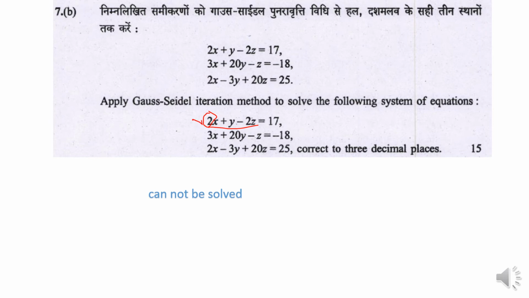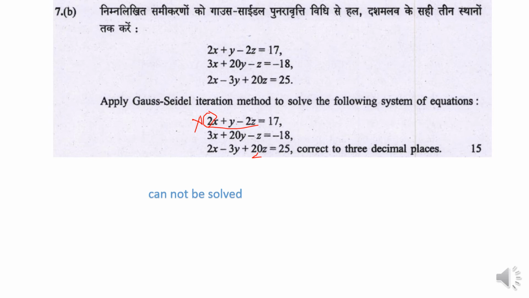So here we are not fulfilling the condition, so can we interchange the rows? We will see. Here 20 is greater than 2 plus 3, here 20 is greater than 3 plus 1. So in any case, if we exchange any rows, it won't become diagonally dominant. If it is not diagonally dominant, we cannot apply this Gauss-Seidel iteration method, so it cannot be solved.